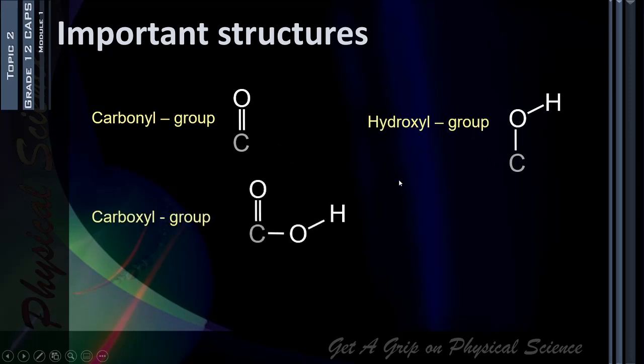The third group is a combination of these two, where you have a carbonyl but also a hydroxyl on the same carbon, and we call this a carboxyl group. And the last one is called a formyl group. And a formyl group is a carbon that is bonded with a double bond to an oxygen, and then that same carbon must also be bonded to a hydrogen atom.